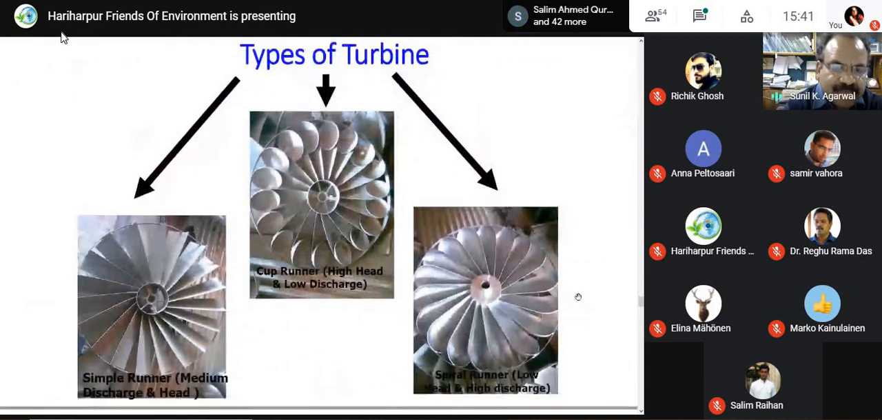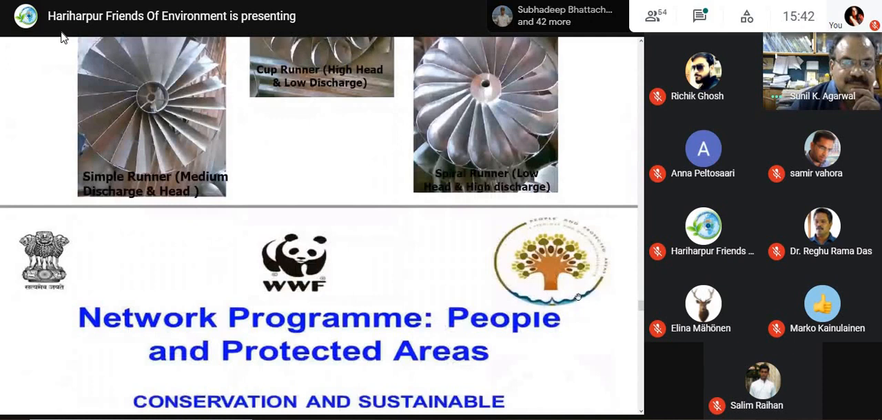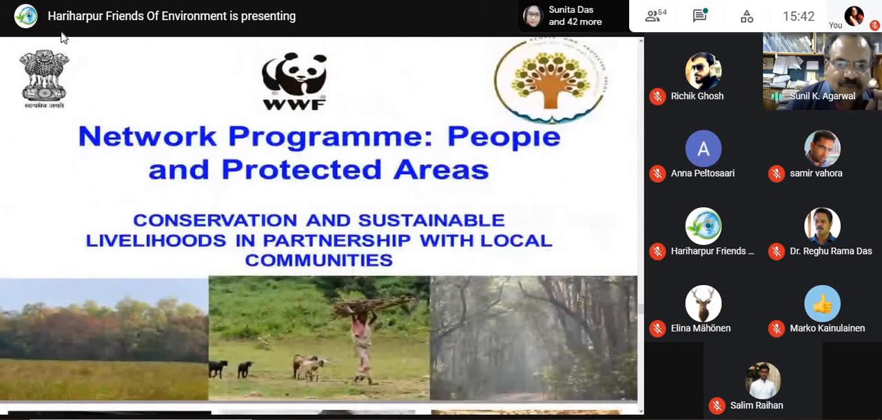And these are different types of turbines which have been designed and tested by HESCO Dehradun. Next slide, please. So how are we going to scale up such efforts at our level?